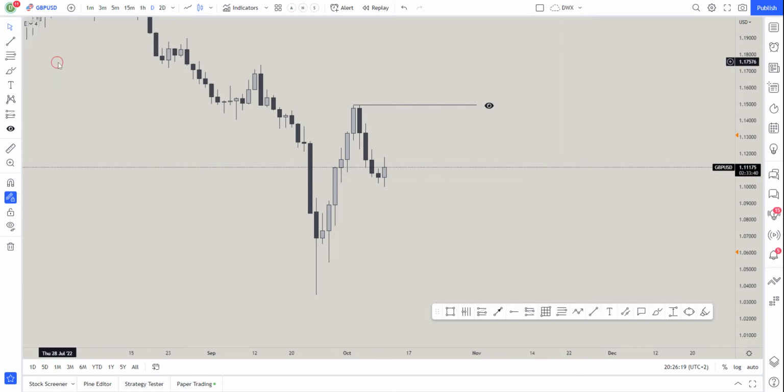If you'll notice, I changed the background a little bit just to try something else, get something else going on. So let's have a quick look at price action and how price developed today.